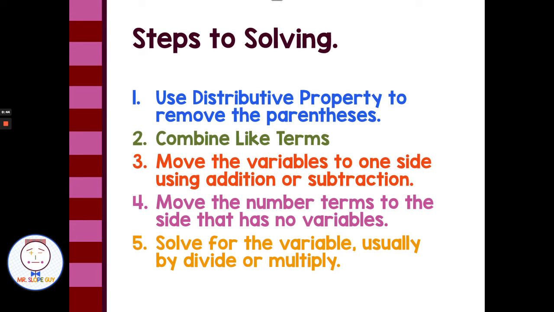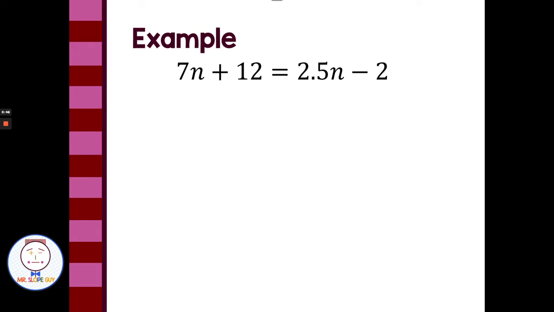Let's start with, let's say I have 7n plus 12 equals 2.5n minus 2. I want to look for distributive property. Well, there's no parentheses, so there's no distributive property. Then I want to check each side for combining like terms. 7n and 12 are not like terms. 2.5n and 2 are not like terms.